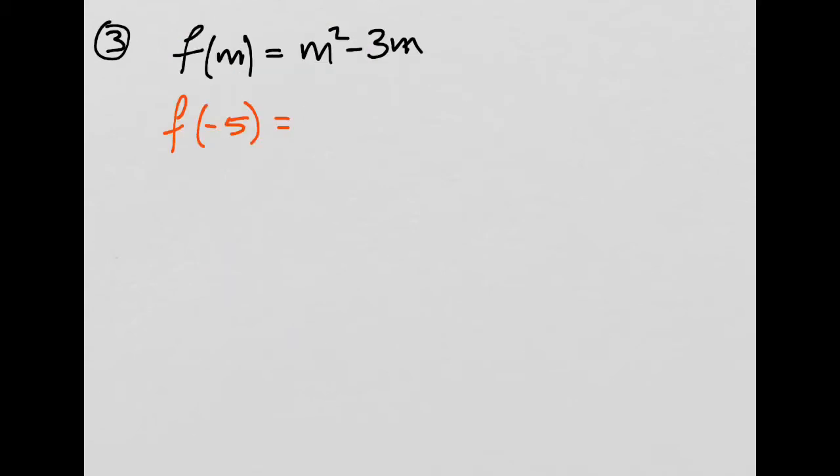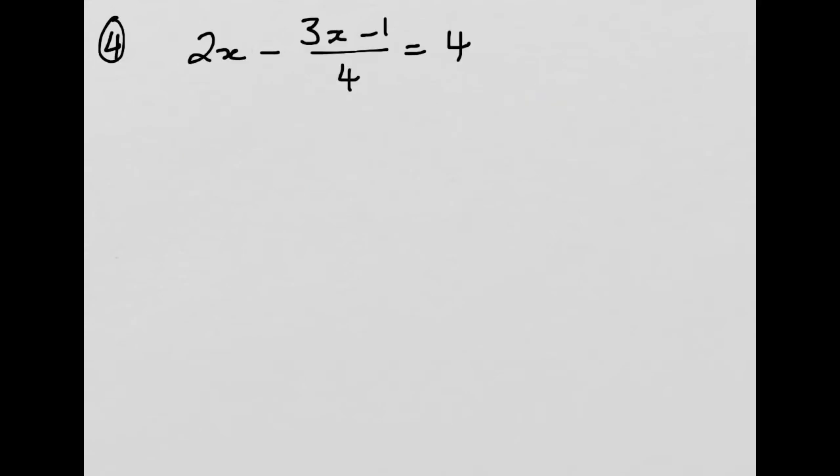Number 3, seen a few of these now. Substitute the -5 in for the m, so we just end up with -5 squared minus 3 times -5. Shouldn't really be too much of a difficulty there.